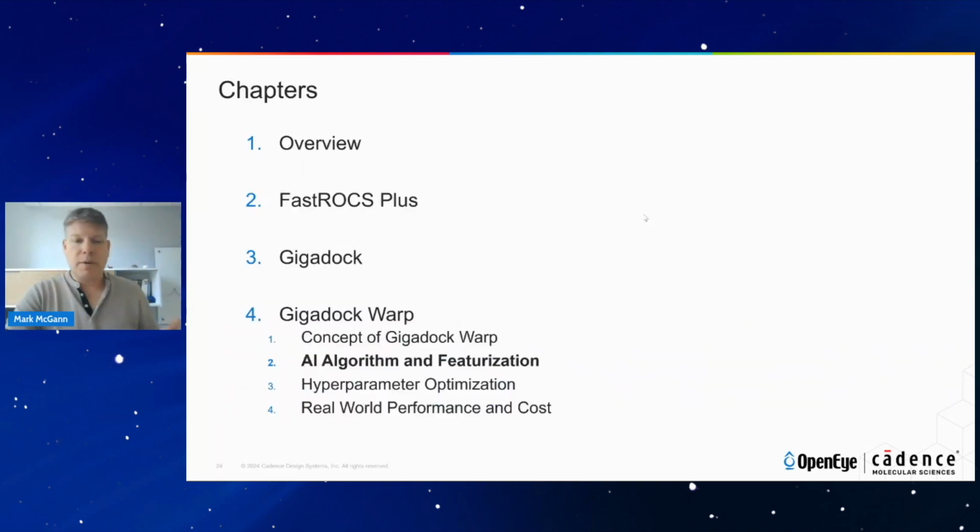So now I want to talk to you about the AI algorithm that we use and the kinds of featurization that we tested. In this section, I'm just going to go through what these featurizations and hyperparameters that we looked at are. And in the next section, I'm actually going to show you results on how we do if we vary these things.